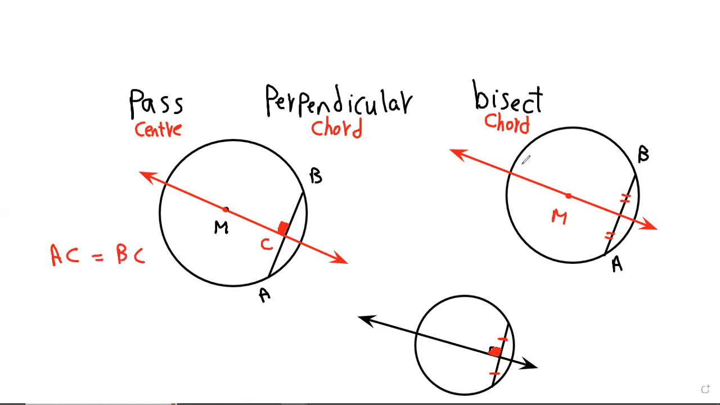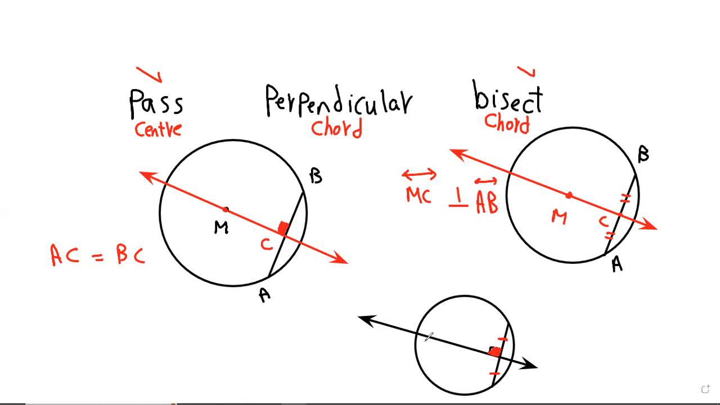Here in the second figure, we have a straight line drawn passing through the center of the circle and bisecting this chord. So this straight line will be perpendicular to this chord. So here, in this case, you will find MC, the straight line MC, is perpendicular to AB.